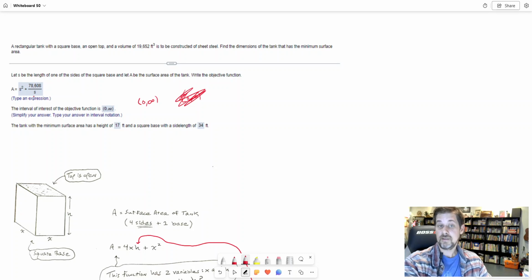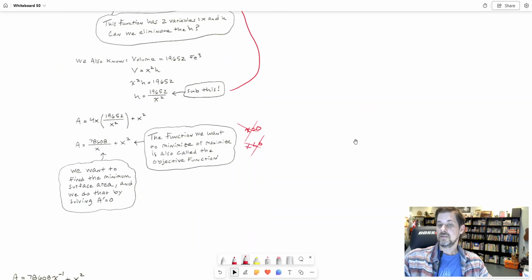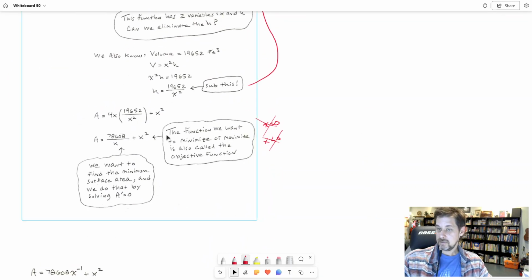Remember, in that function, s or x, whatever you want to call it, the length of each side of the base is not going to be 0 and not going to be a negative number. Okay, so here we have our objective function. We have our function we want to minimize in this case. We'll find the derivative and solve it for 0 to do that.